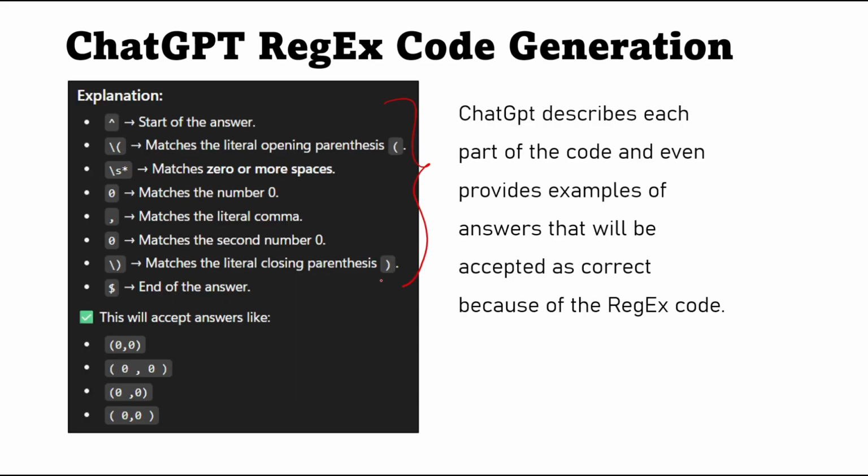This explains all the different parts of the code, and then they show you some different answers that would be marked as correct. The first one has no spaces. The second one has a space before and after each 0. The third one has just 1 space. The fourth one has a space. And then my answer had multiple spaces. I did, like 2 spaces between the 0 and the comma, no spaces after, and it marks it all correct.